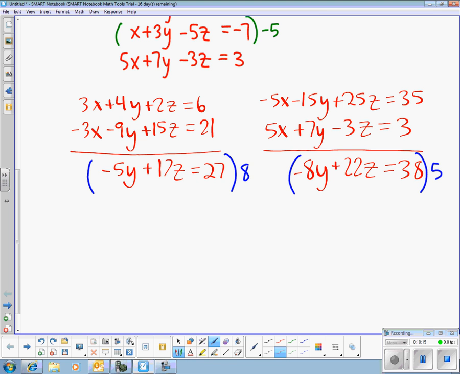So anyway, I can still try to get my 40s to match up, but let me just multiply by a negative 5 over here instead. All right, so my first one is going to be negative 40y, and my second one is going to be 136z, and 27 times 8 is 216.